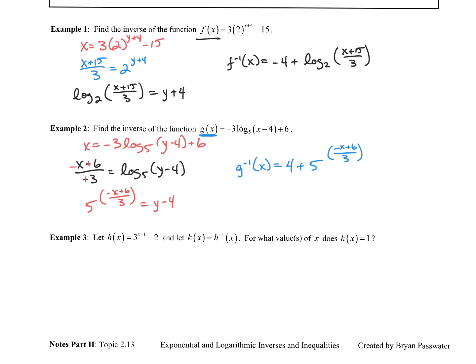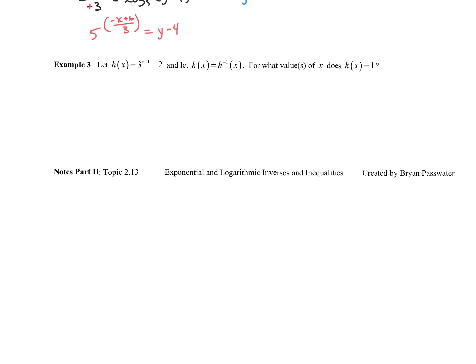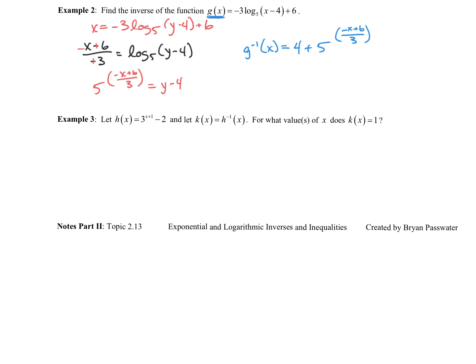All right, let's keep going. Robert, can you read example 3 for us? Sure. Let h of x equal 3 to the power of x plus 1 minus 2, and let k of x equal h inverse of x. For what values of x does k of x equal 1?